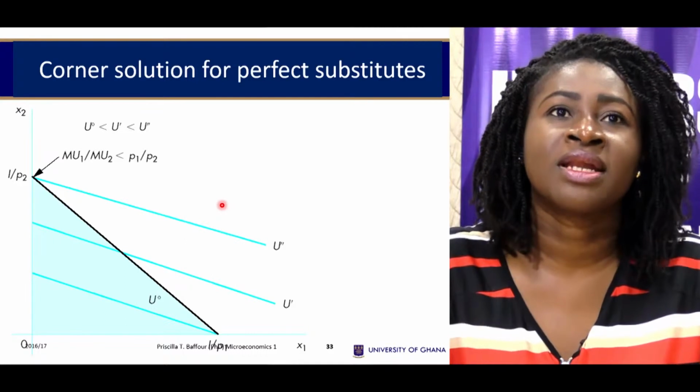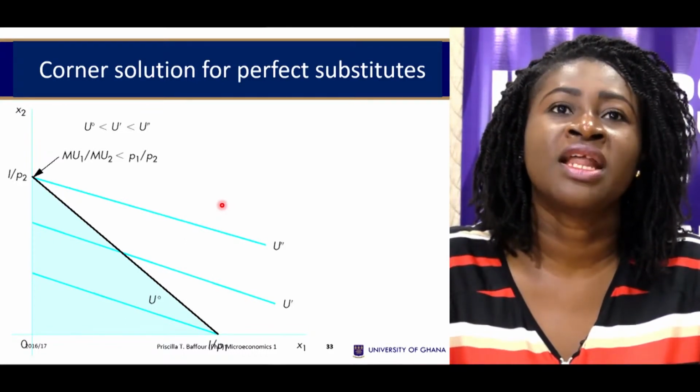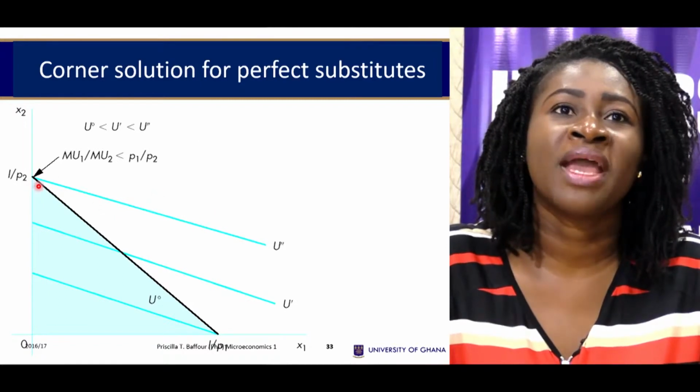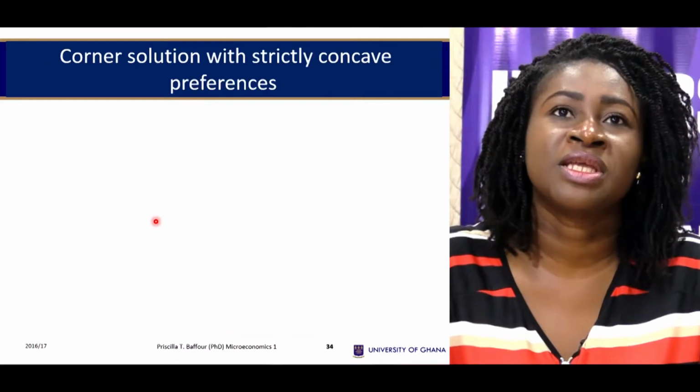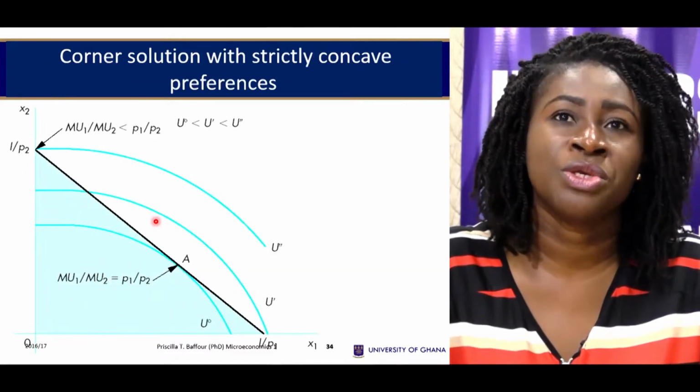So this is also another scenario where there is what? A corner solution, and this is a situation where we have perfect substitutes. That is our Coke and Pepsi example that we use.